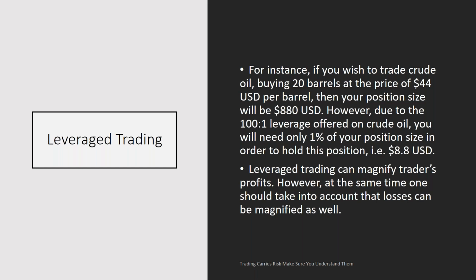But here, you can buy 20 barrels. You can buy 40 barrels. You can buy 52, or you could buy the 1,000. Now, however, due to the 100 to 1 leverage offered you on crude oil, you only need 1% of your position size in order to hold this position. You need to put up $8.80 to secure that 20-barrel CFD. Now, if crude oil was up $1 a barrel, you made $20 on your $8.80 investment.